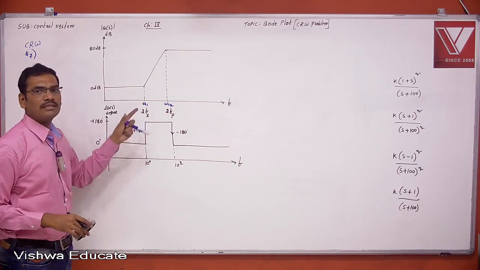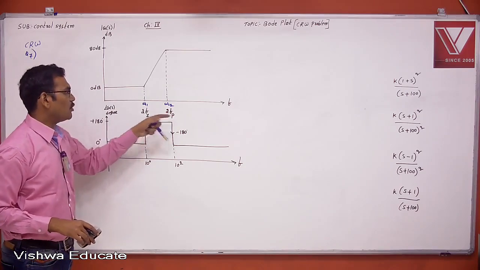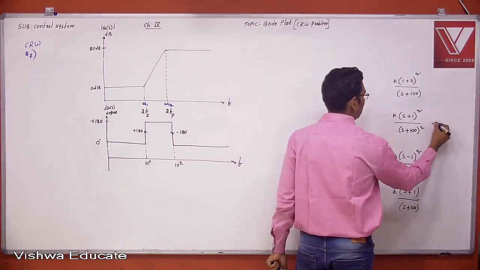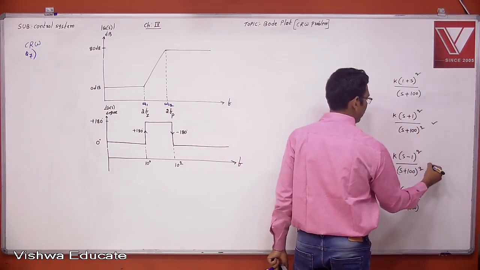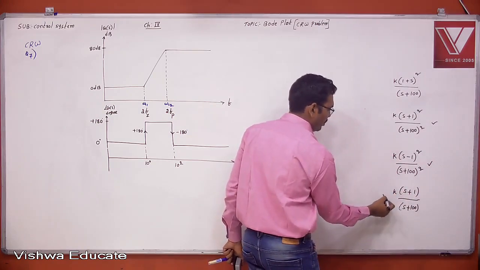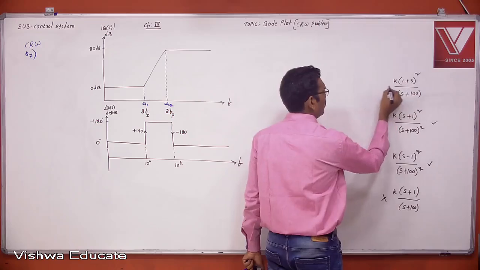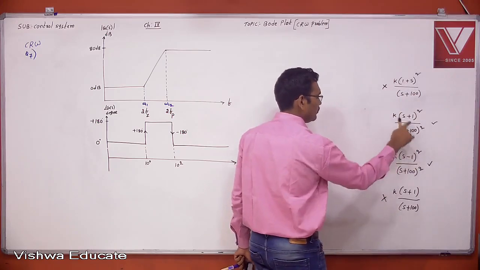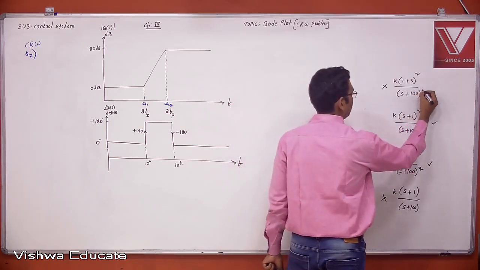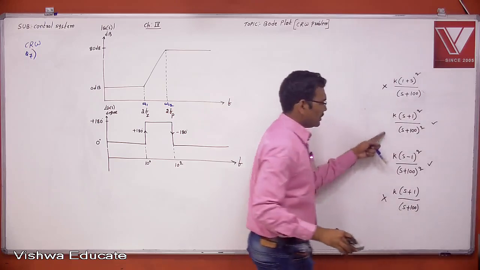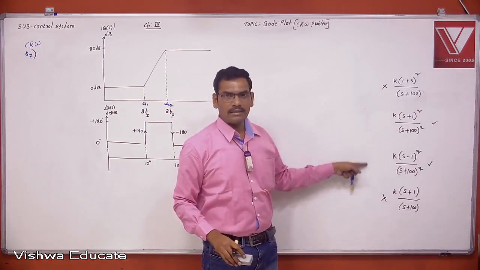Based on this we can identify two finite zeros and two finite poles. Two finite zeros, two finite poles here; two finite zeros, two finite poles here; but here one finite pole and one finite zero, so that is the wrong option. Now this one is also a candidate, and there is a chance of two options. Is it right or wrong?